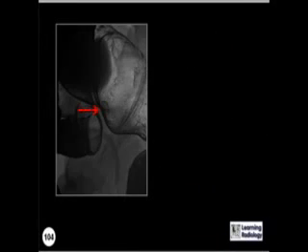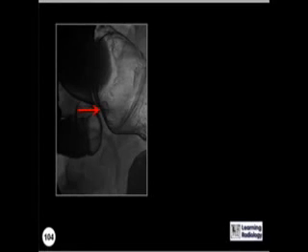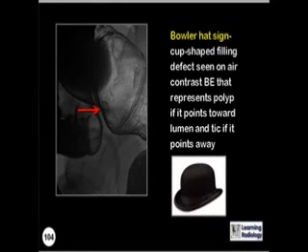What is the name of this sign? This is the bowler hat sign, the cup-shaped filling defect seen on air contrast barium enemas that represents a polyp usually if it points toward the lumen and a diverticulum if it points away.